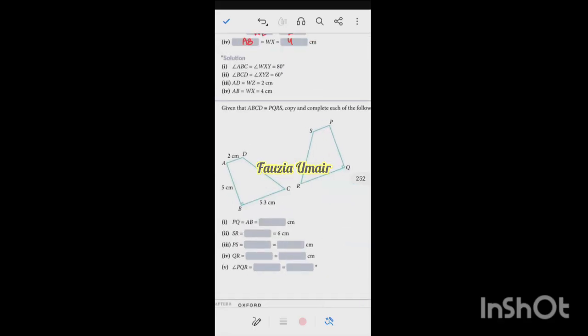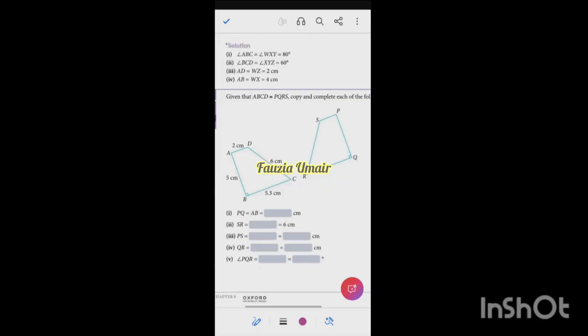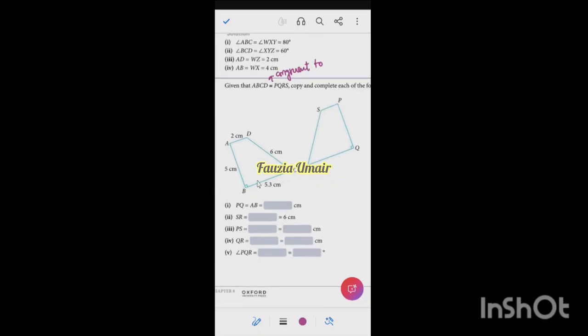Next figure. Now they are saying, given that ABCD is equivalent, इसको कैसे पढ़ना है? ABCD is congruent to, ये मैंने अभी आपको बताया, the symbol is symbol of, तो इसको पढ़ते कैसे है? ABCD is congruent to PQRS. अब जो ही ये symbol या ये word आपको नजर आ गया, so you know all the corresponding angles and sides are equal. So now let's look at this one.